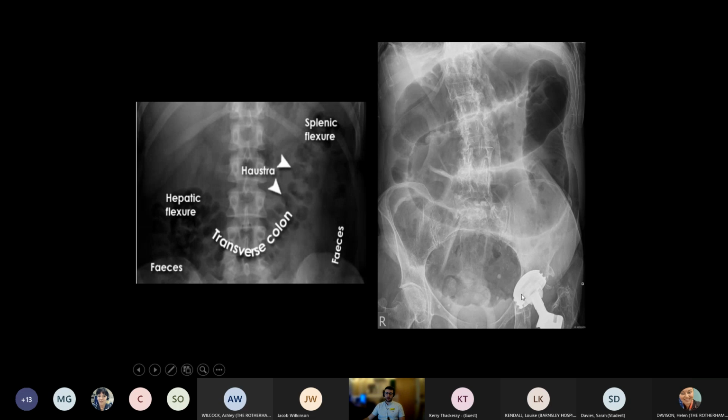Incidentally, this left total hip replacement, this is a ring pessary here. This is for rectal prolapse, to stop rectal prolapse.